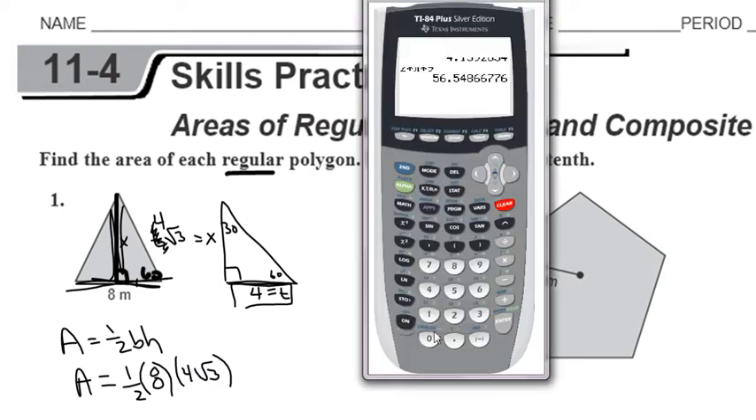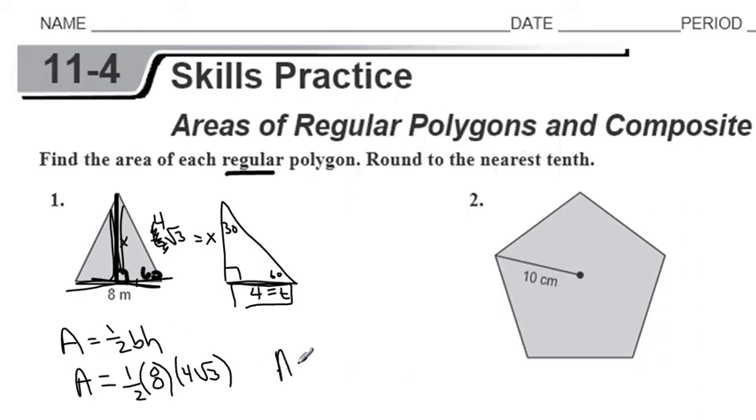So we have 1/2 of 8 times 4 square root of 3, which is a total of 27.7 meters squared.